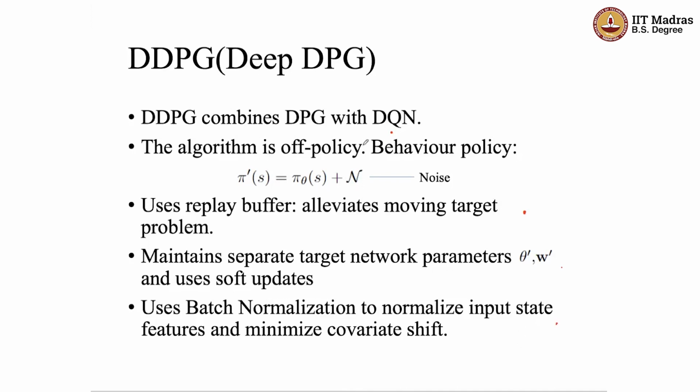And of course, we are going to assume that the algorithm is off policy, and so you have your pi theta of S that implements the deterministic policy, and then you have some kind of noise that corrupts that policy action, and that is applied to the world. So pi prime is essentially pi theta corrupted with noise.